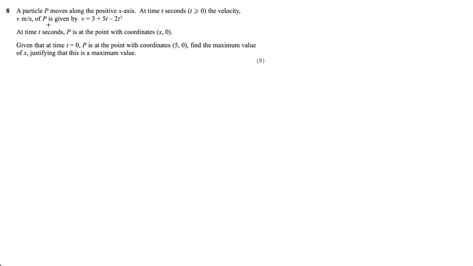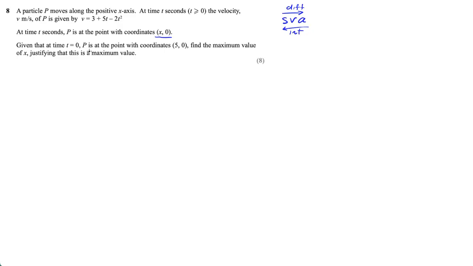This is V. Given that at time t equals 0, P is at the point with coordinates 5, 0. Find the maximum value of x. X is this. So basically, guys, we are trying to find the displacement. If you remember our SVA thing, this is differentiate and this is integrate. So if I have the velocity, I need the integral.